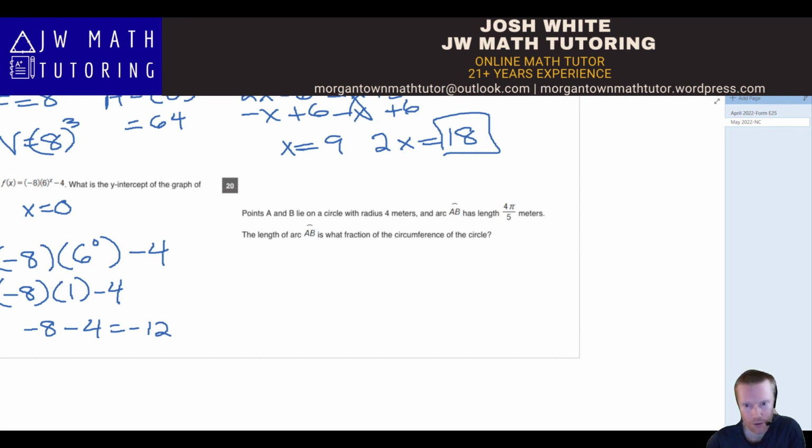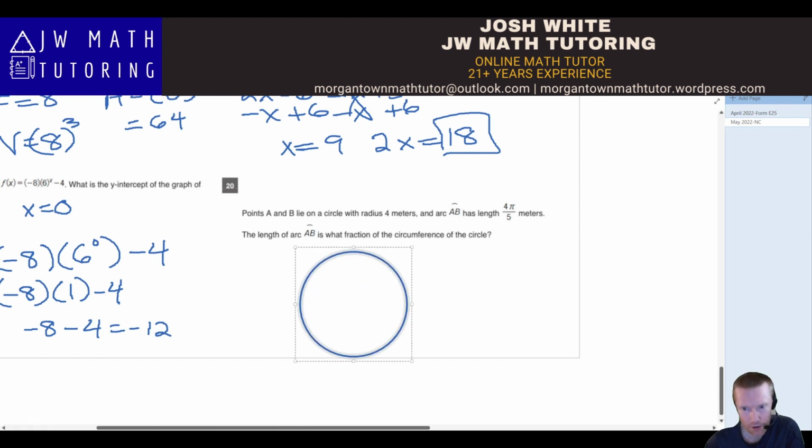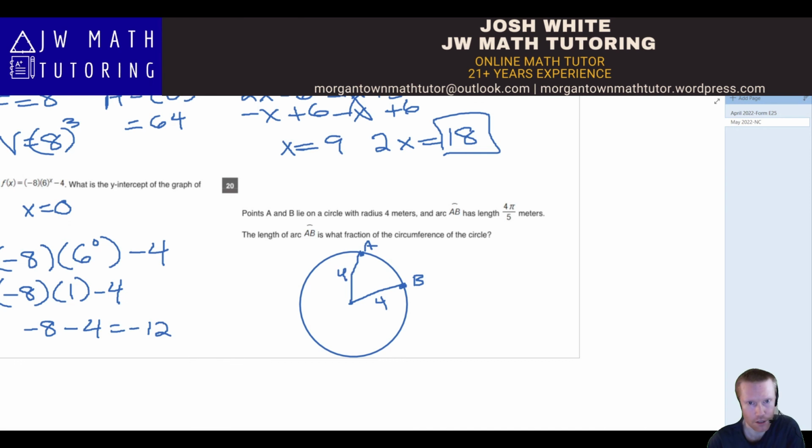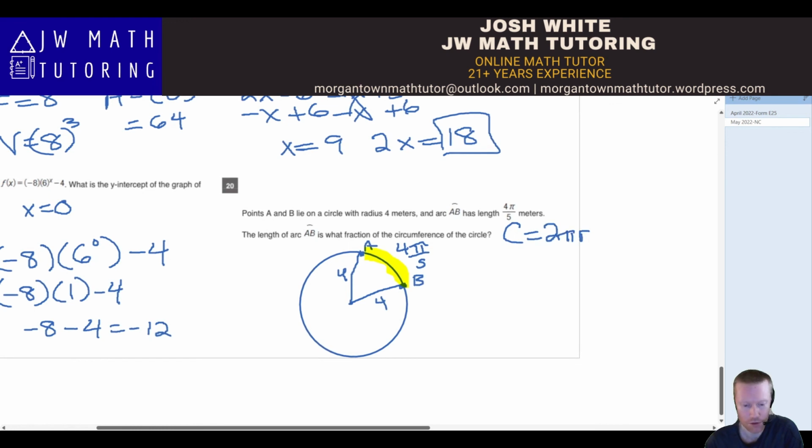Okay, so you have a circle, and that circle has a radius of 4 meters. And then we have an arc. Let's say here's point A, I'll draw a quick picture, here's B. This is 4, and we have this arc length here, 4 pi over 5. So some part of the circle has a length of 4 pi over 5, and we want to know the fraction of the circumference of the circle. This is another geometry question, so you do need to know the formula for circumference.